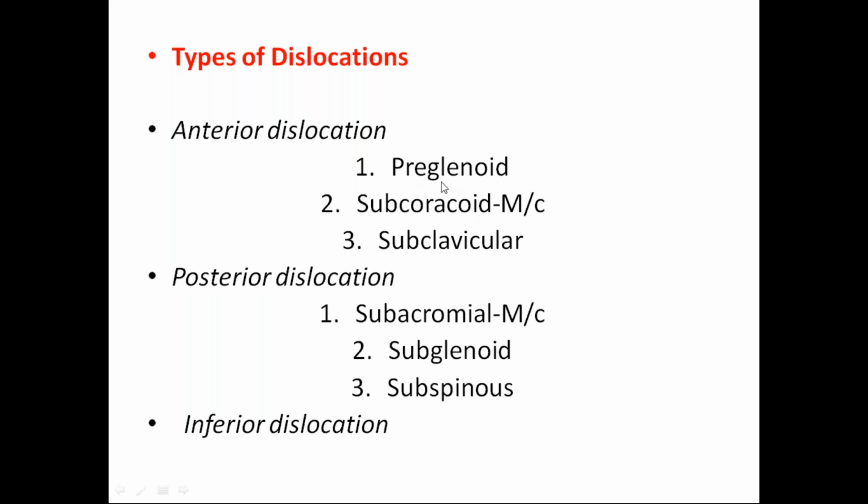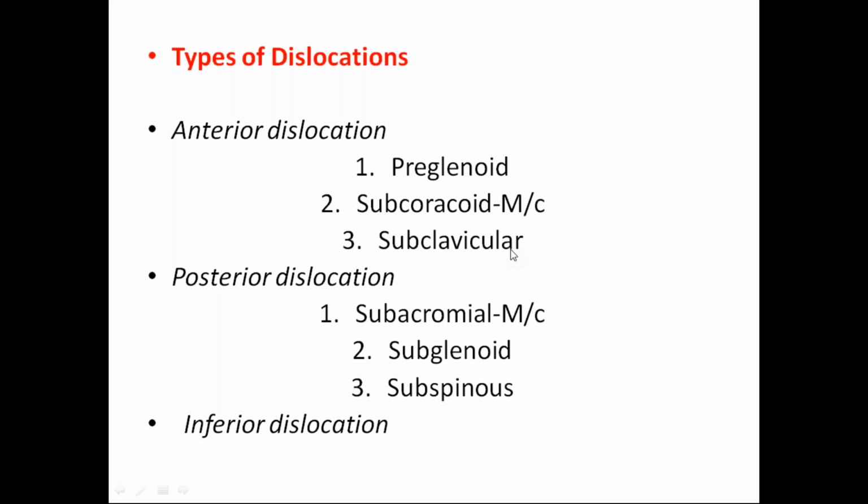And the second one is preglenoid or subglenoid. Here, the humerus head lies anterior to the glenoid cavity and below the glenoid cavity. Third one is subclavicular. So this is also known as intrathoracic type of anterior dislocation. The chances of injury to the lungs are more common with this type of anterior dislocation, and it is a very rare type of anterior dislocation.